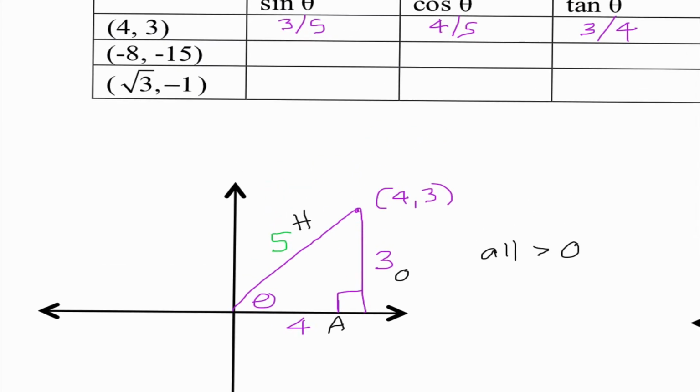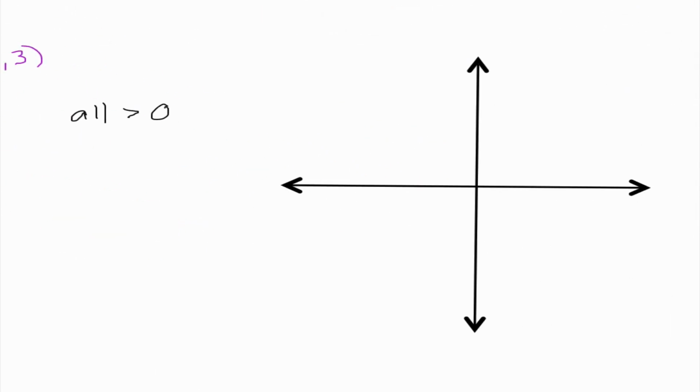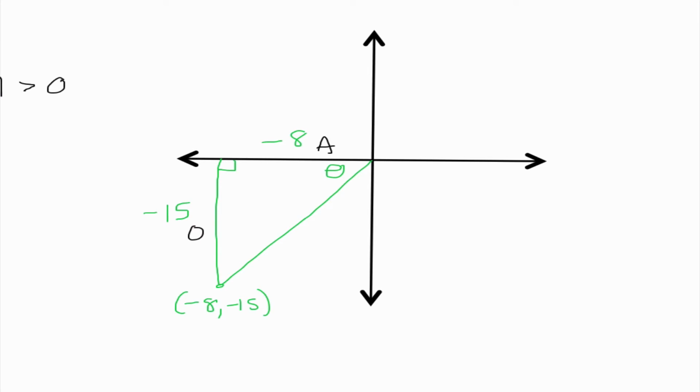Okay, our next one, I have -8, -15. So I know that that has to be somewhere in quadrant 3 because that's how we go left and down. So -8, -15 is my ordered pair there. So my adjacent side here is -8. My opposite side is -15.